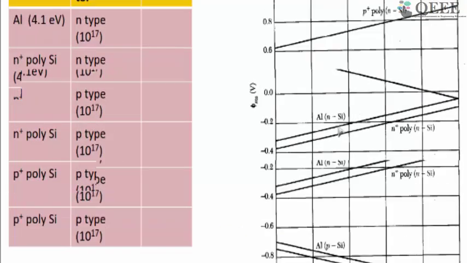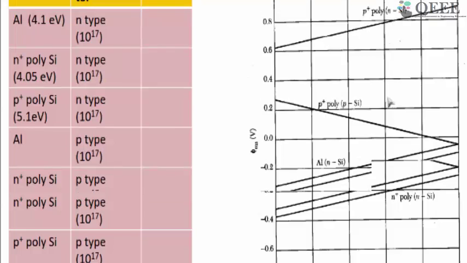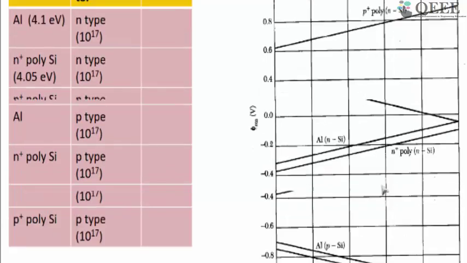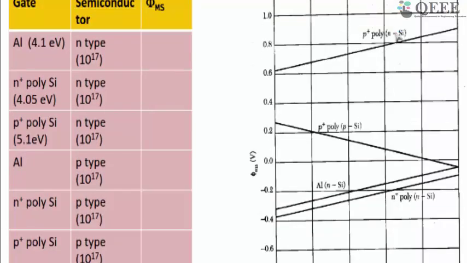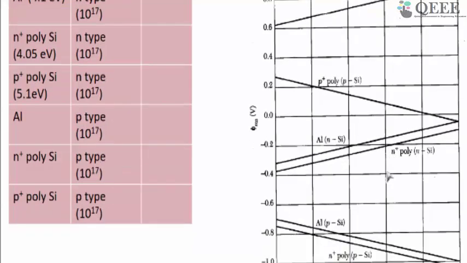So for example, if you take the case of P plus polysilicon, that is, the gate is a P plus material and the substrate is an N-type semiconductor, if the doping concentration is 10 to the power of 16 here, you need to apply roughly 0.8 volts at the gate to make the flat band condition. For other cases, you can see the flat band voltages are different. That is because you are varying the doping at the gate as well as the doping in the semiconductor.